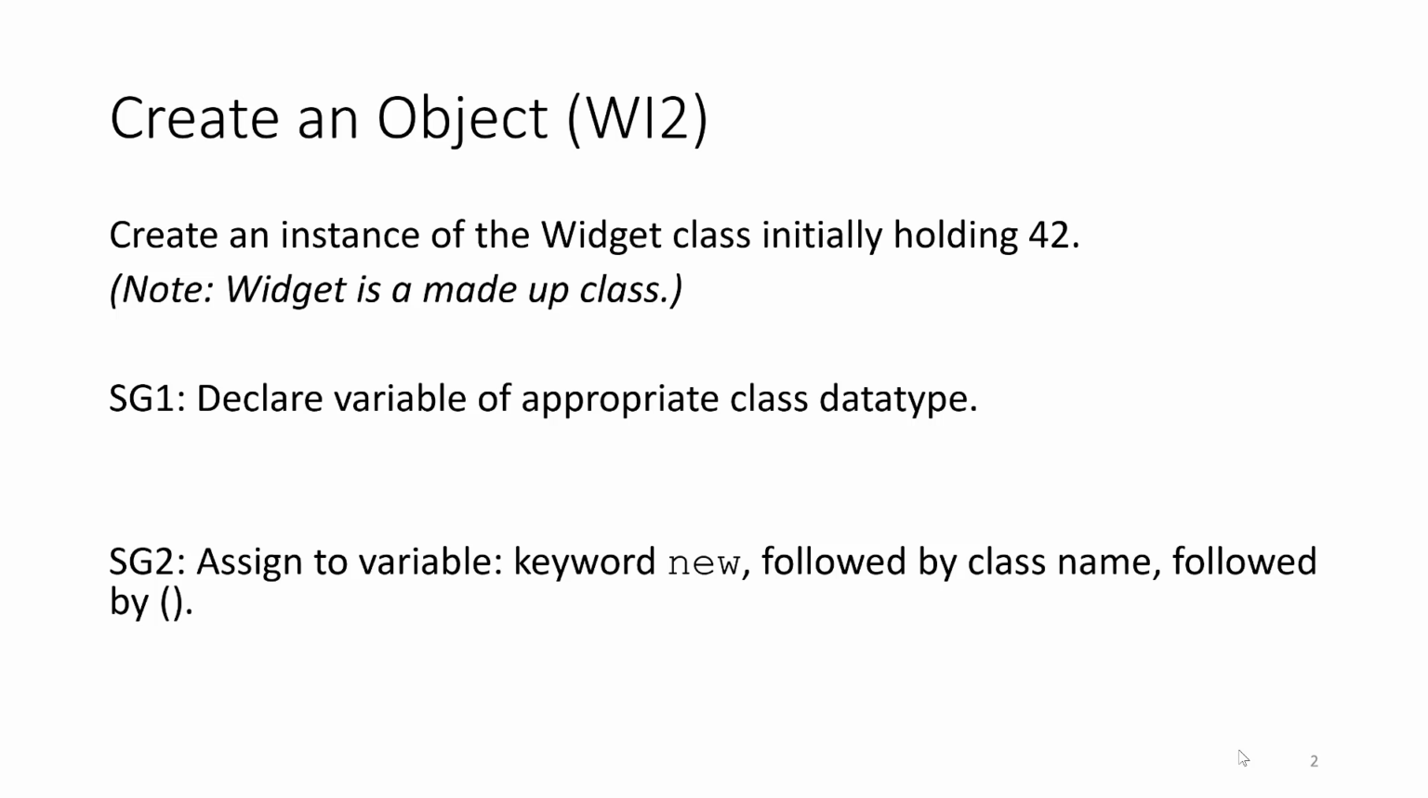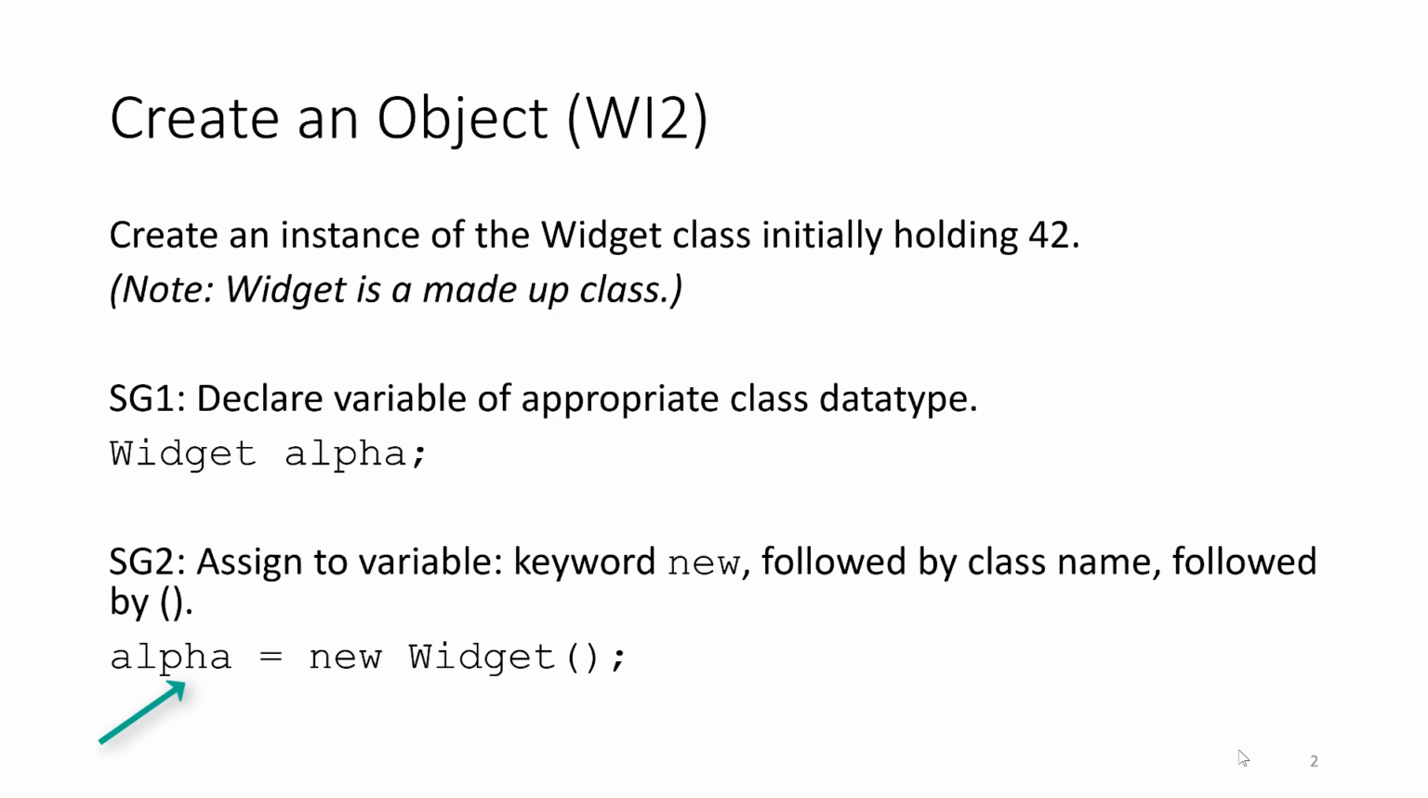Subgoal 1 says to declare a variable of the appropriate class data type. The class data type is Widget. So we have Widget followed by an identifier, in this case alpha. Subgoal 2 says to assign to that variable the keyword new followed by the class name followed by open and close parentheses. So here we have alpha is assigned the value new Widget.